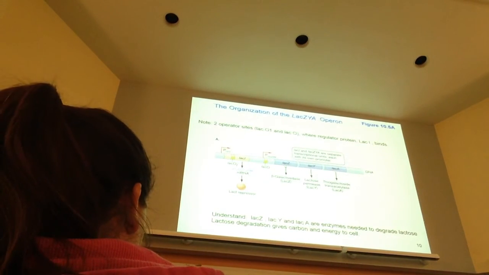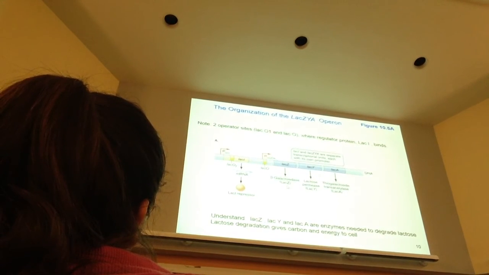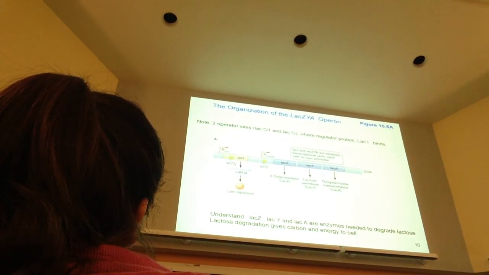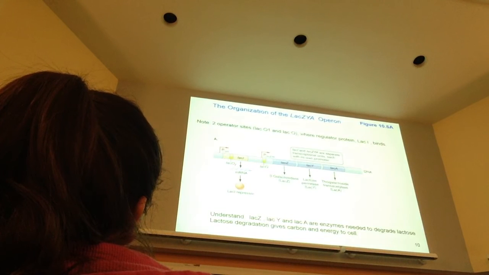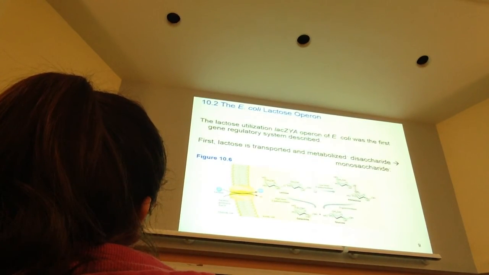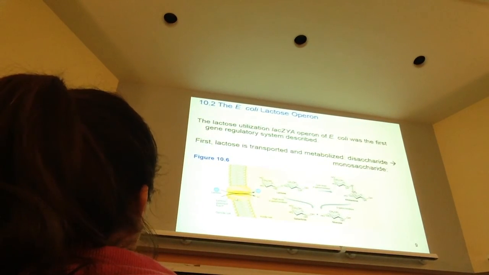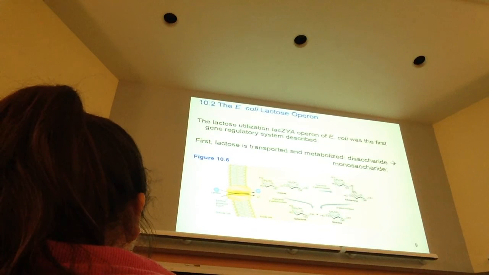Beta-galactosidase is the first gene that codes for that enzyme. In the operon, there are 3 genes shown. So here is a lactose permease, which is this uptake symporter in the membrane.